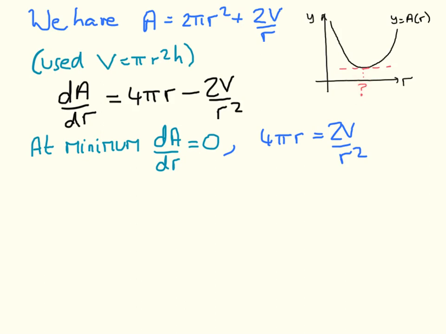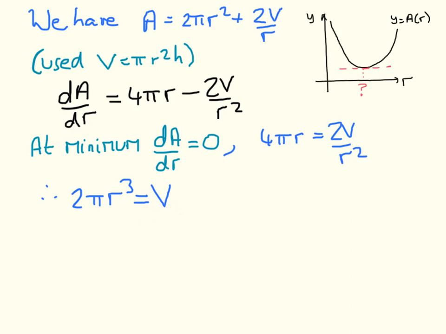So I can multiply both sides by r squared. And if I do that, I'm going to get 4 pi r cubed is 2V. So let's divide both sides by 2. And I'm going to therefore get 4 over 2, which is 2 pi r cubed is equal to V. So at the minimum, this equation links the radius of the cylinder to the fixed volume.